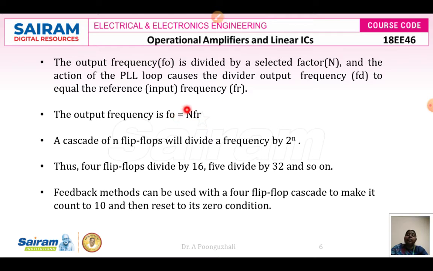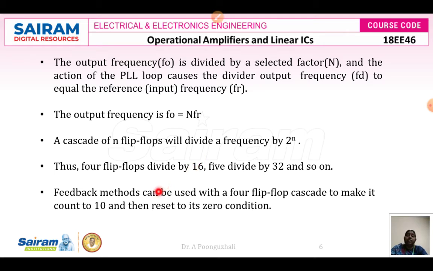So to get this N value, the frequency divider can be constructed using a cascade of n flip-flops, where these n flip-flops can be used to divide the frequency by 2 power n. So if I use 4 flip-flops, that means the frequency is going to be divided by 2 power 4, that is 16. If I use 5 flip-flops, the frequency is going to be divided by 2 power 5, that is 32.